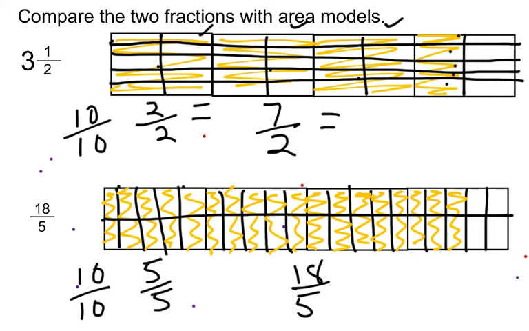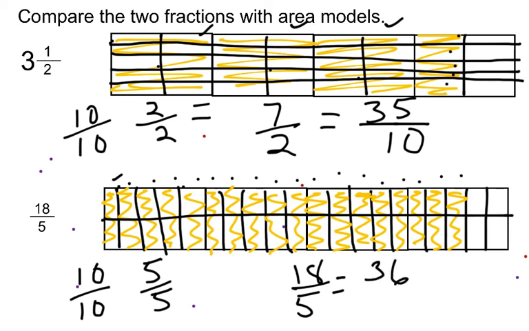So 7/2 is equivalent to 35 tenths. And then 18/5, again, 2, 4, 6, 8, 10, 12, 14, 16, 18, 20, 22, 24, 26, 28, 30, 32, 34, 36 is 36 tenths. And again, I just wanted to show you another way of looking at it and to show you why it works. It's really important in math that you can actually show why something works so that you have a deeper, better understanding of your mathematical equations.